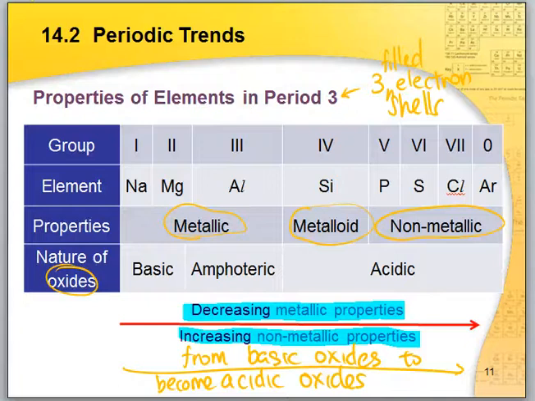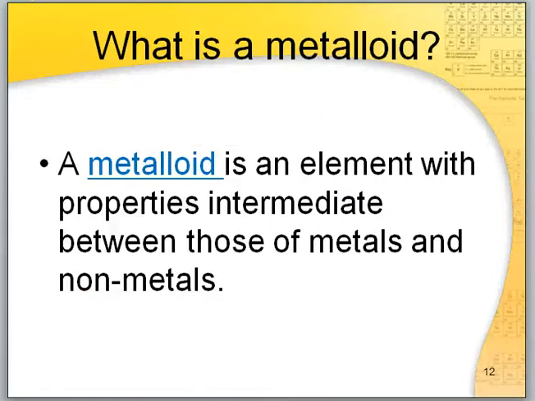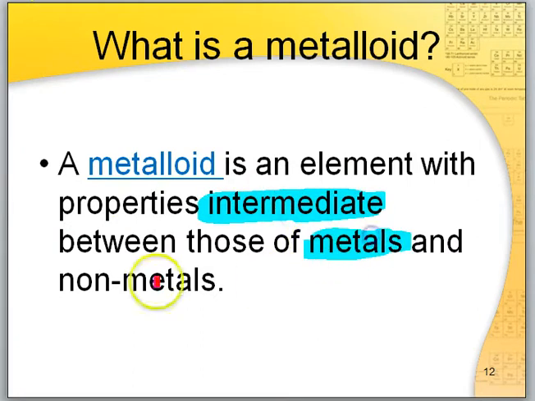Now the last part. Obviously we'll talk about our dear metalloid, which I've described just now. A metalloid is an element with properties intermediate, meaning in between those of metals and non-metals. So it's like a mix between metal and non-metal.